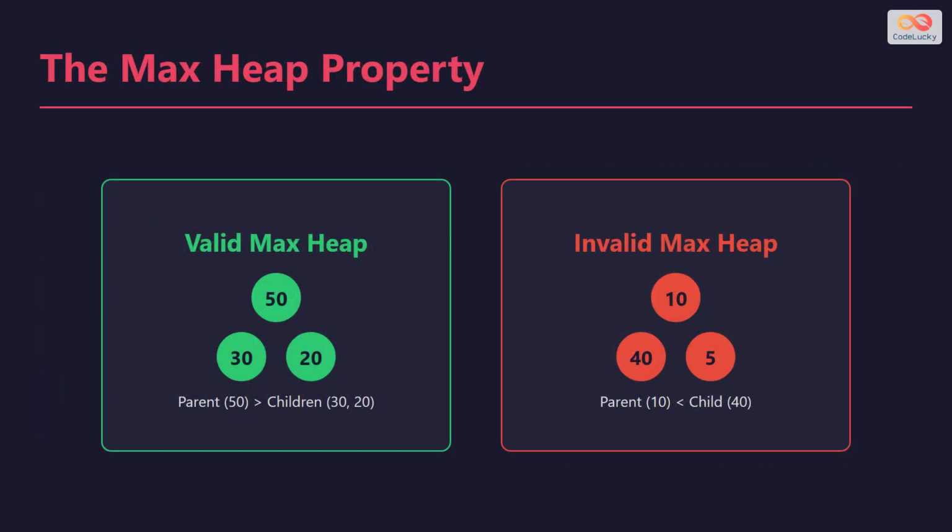Here is a visual comparison. On the left, we have a valid Max Heap. Notice how 50 is larger than both 30 and 20. On the right, the property is violated because the parent node, 10, is smaller than its child node, 40. Maintaining this relationship is the key to building a valid heap.